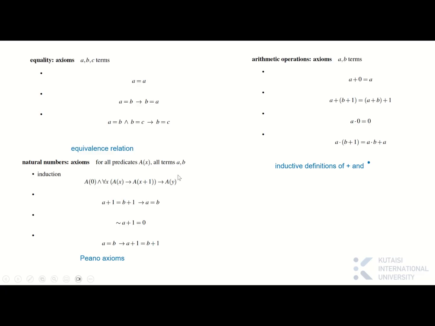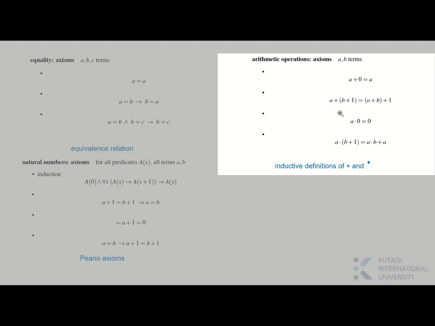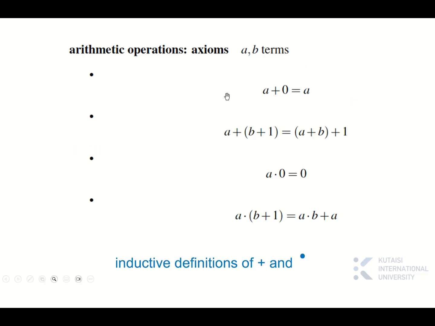And now I also need operations, multiplication and addition. So I write A plus 0 equals A as an axiom. A plus (B plus 1) is (A plus B) plus 1, associativity. A times 0 is 0. And distributivity, A times (B plus 1) is A times B plus A.